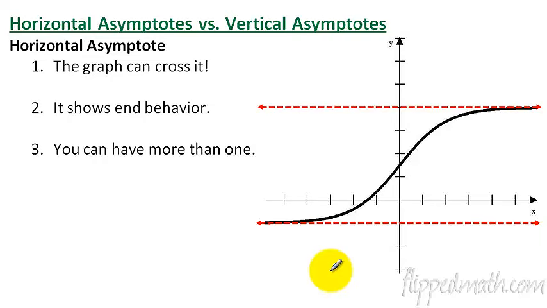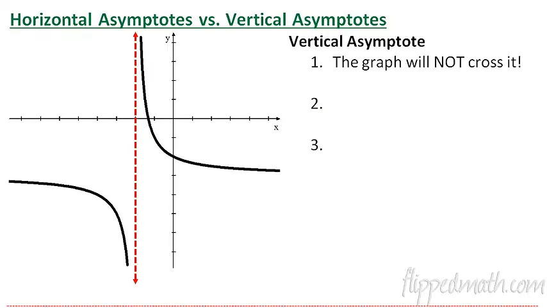Moving on to vertical asymptotes. For vertical asymptotes, the graph will not cross it. It's not going to go past. So what I'm talking about is right here when we're looking at this vertical asymptote, if I'm moving towards it, it's not going to cross it. It's going to either curve up or down, which leads us to our second point, which is that the graph will turn up or down.